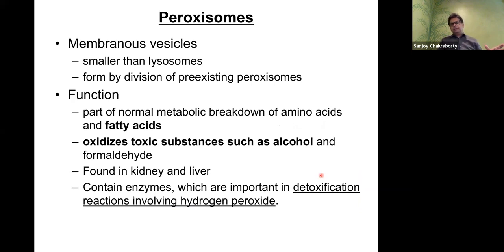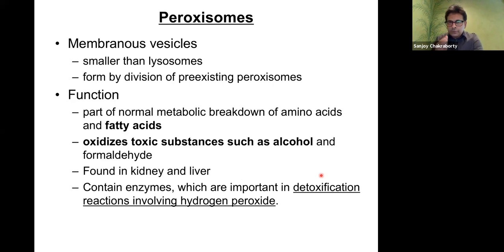Peroxisome, very similar, similar in the sense that there is also a lot of breaking down going on, but it's totally different compared to lysosome. They're slightly smaller. Lysosome is generated from Golgi apparatus, so they are in the same membranous system. Peroxisome is different. Peroxisomes can develop their own. Peroxisome is one of the organelles like mitochondria. They can grow themselves, so they can divide to make more in the cell if needed.